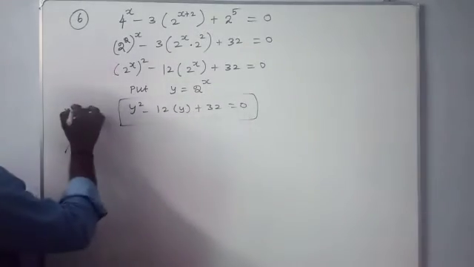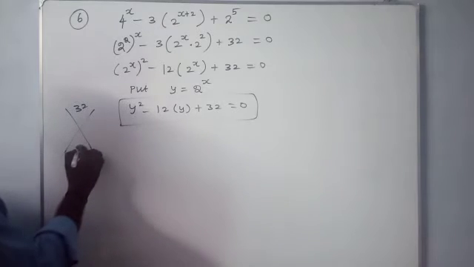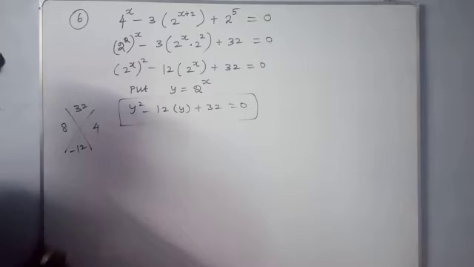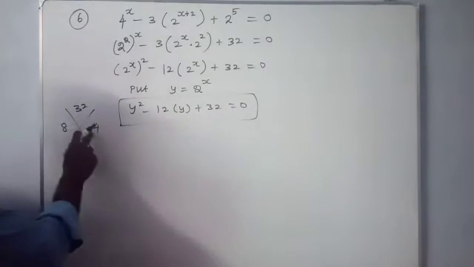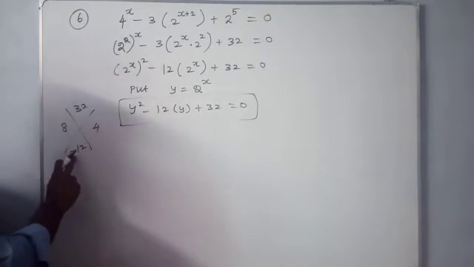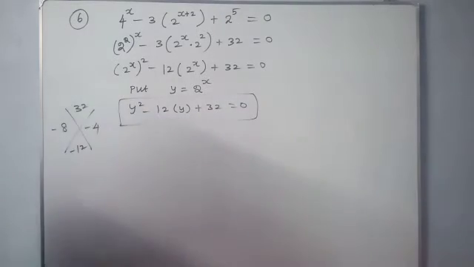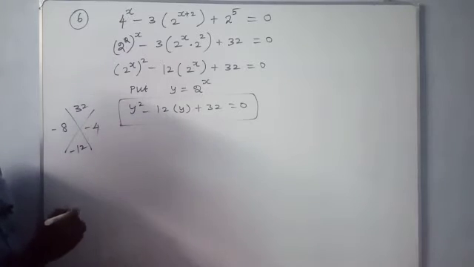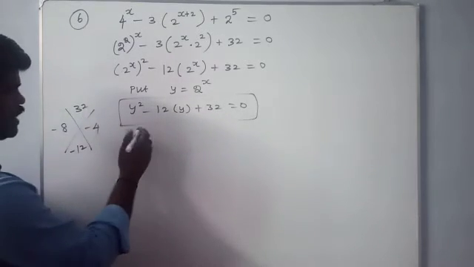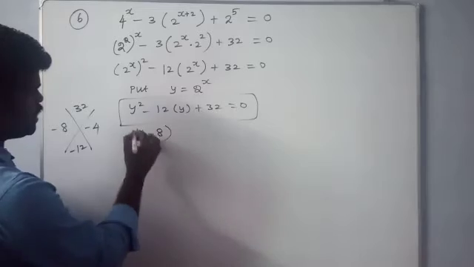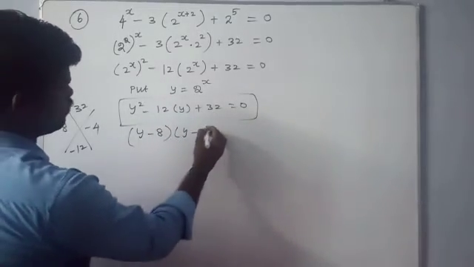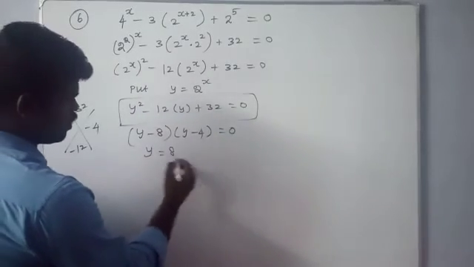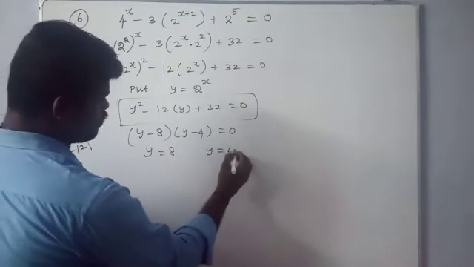The multiplication factor is 32 and the addition coefficient is minus 12. So now 8 into 4 satisfies it. 8 into 4 is 32, but minus 12 is here, so minus 8 minus 4. And now there is no leading coefficient because the leading coefficient is 1, so we can write directly y minus 8, y minus 4 equal to 0, y equal to 8, y equal to 4.